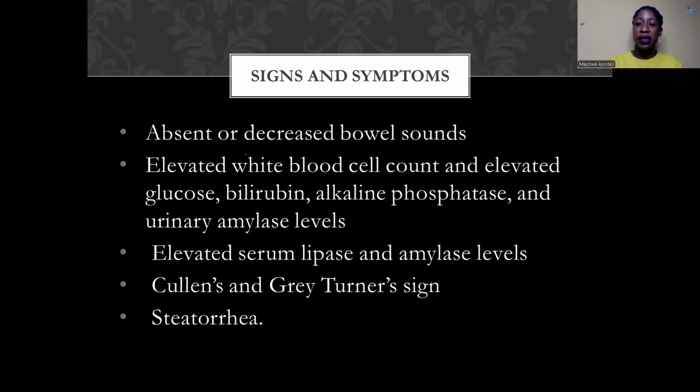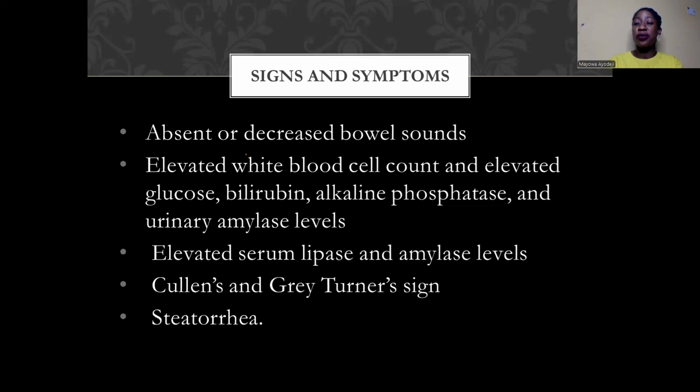There's elevated level of bilirubin, alkaline phosphatase, urinary amylase level. I told you that there will be high level of amylase, especially in the patients with acute pancreatitis, because the pancreas is still working. Then there's elevated serum lipase. Okay, I've said that earlier on. Then Cullen sign and Grey Turner sign.